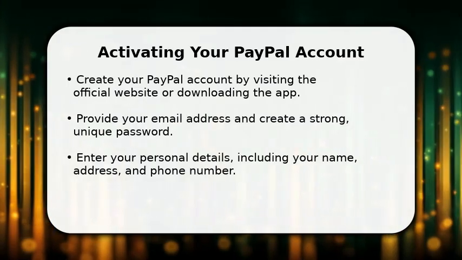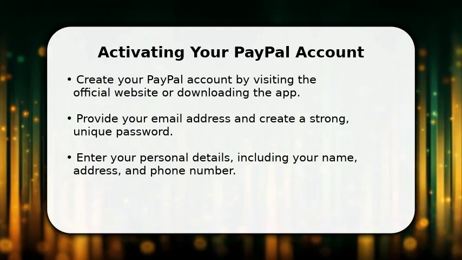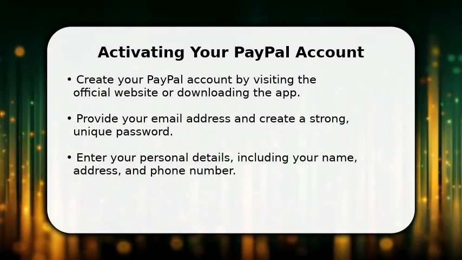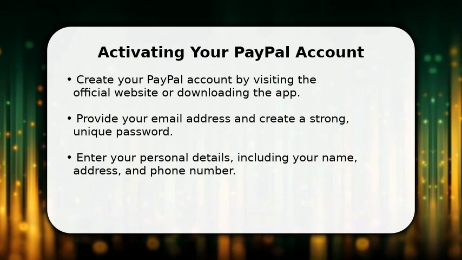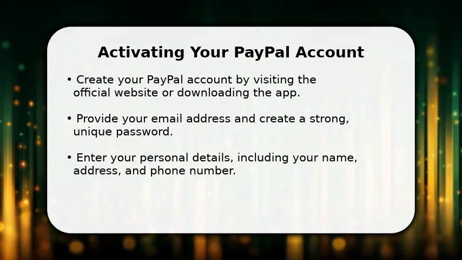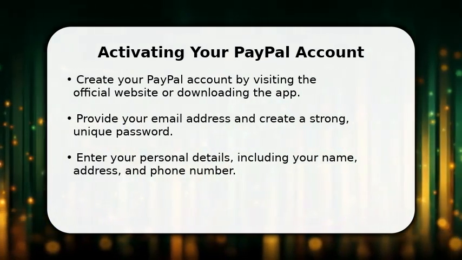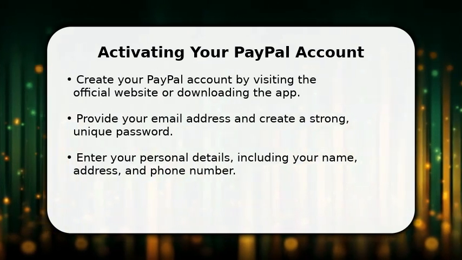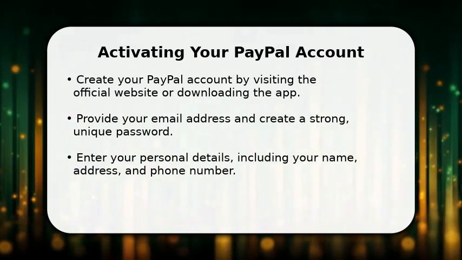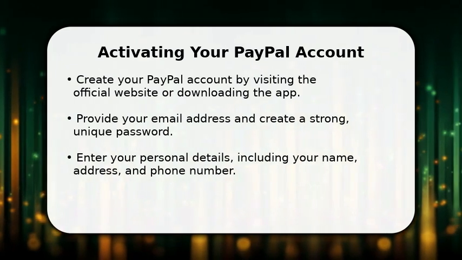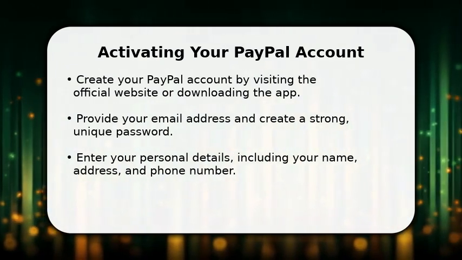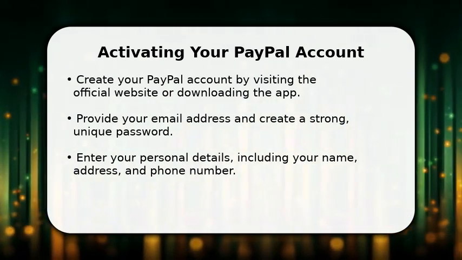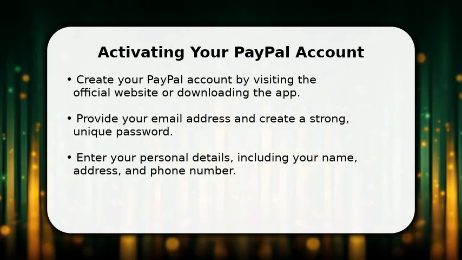In this video, I will explain how to activate your PayPal account. First, you'll need to create your account. Head over to the official PayPal website or download their mobile app. You'll be prompted to enter your email address and create a secure password. Make sure it's a strong one. Next, fill in your personal information, such as your name, address, and a valid phone number. This initial setup takes just a few minutes to complete.